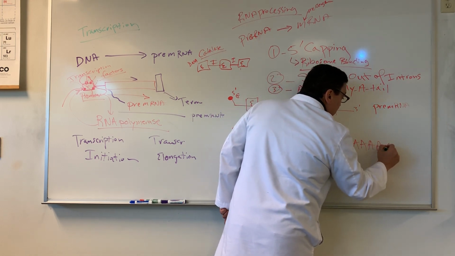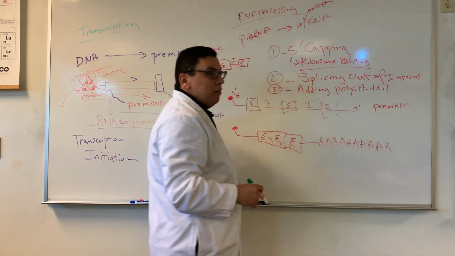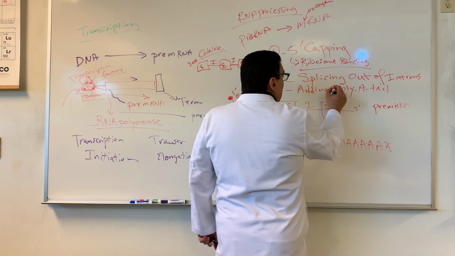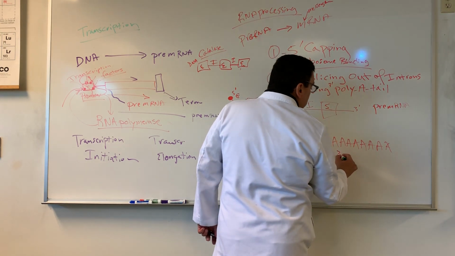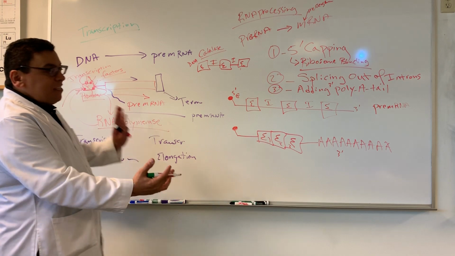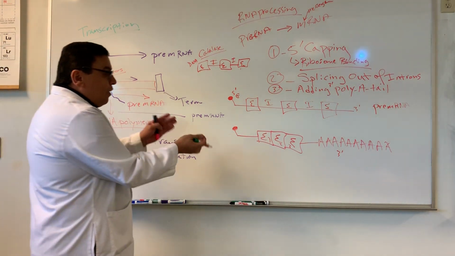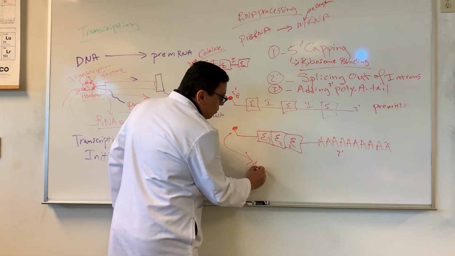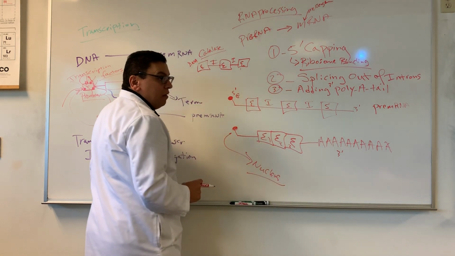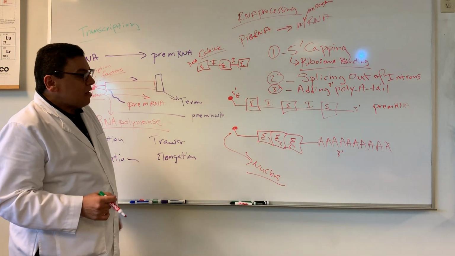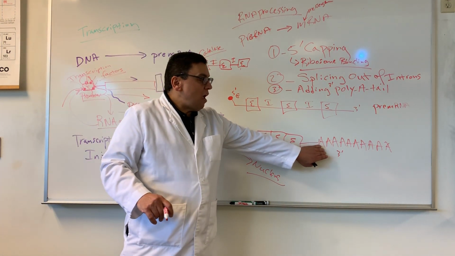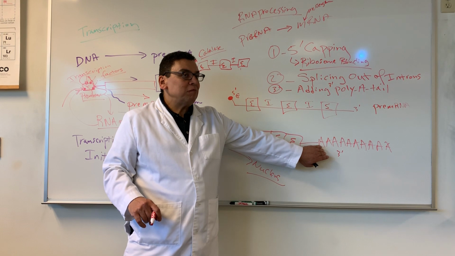A. How many hundreds of them? Maybe a couple of hundred. I don't know. Who cares? So it's called the 3' poly-A tail because it's added to the 3' end. That's your mRNA. That's the one that's leaving the nucleus. That's the processed one. How was it processed? It's been processed by capping, by splicing, and the poly-A addition.